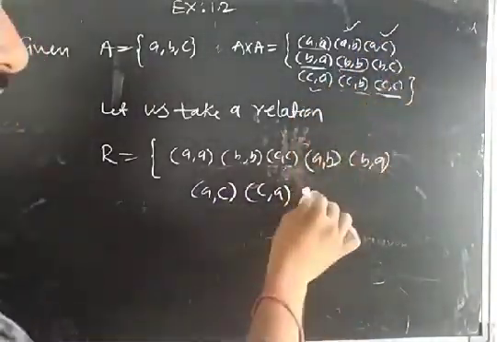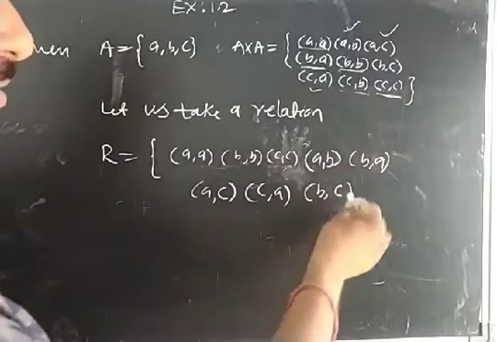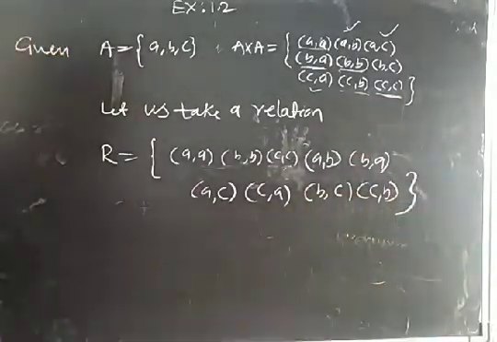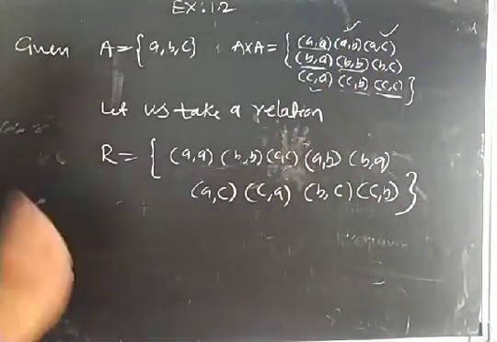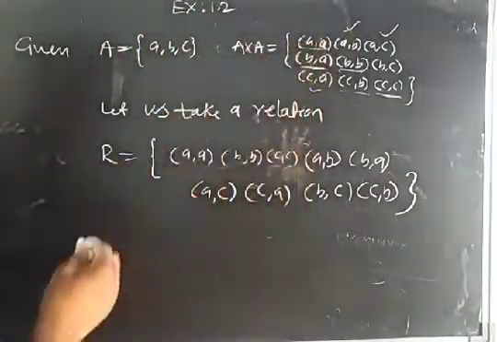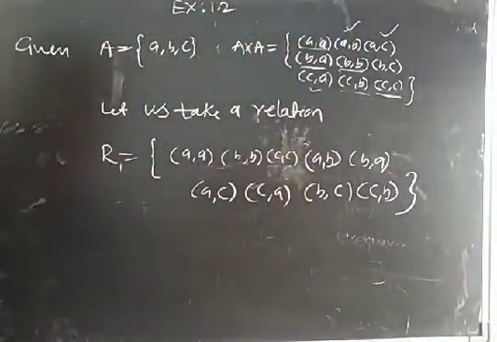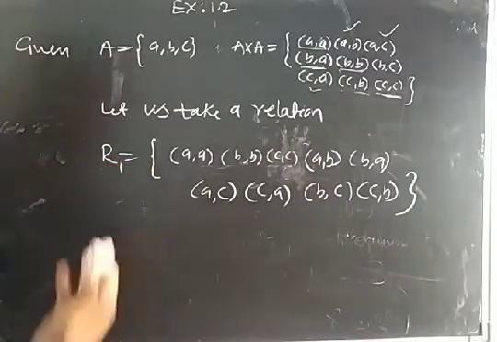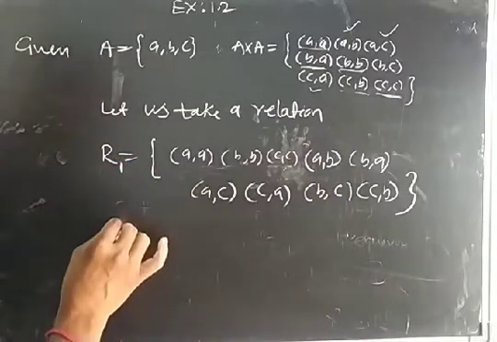Now remaining (b, c). If you take (b, c), (c, b) should exist, then only it will be symmetric. (c, b). That's all. So I have taken all the elements in R, right? All the elements from A cross A. Okay, I constructed a new ordered pair set. I am calling that new relation, denoting it by R1.